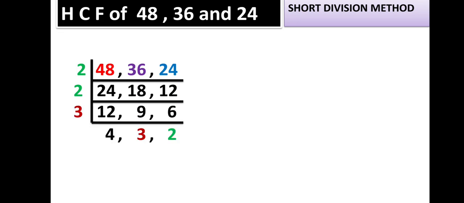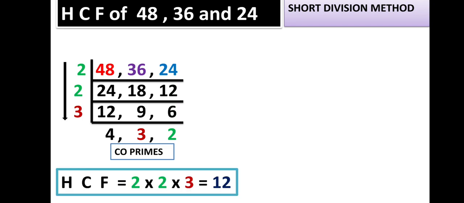Here we now reach a point where all are co-primes. 4 and 3 are co-primes, 3 and 2 are co-primes. So we have to stop here because we cannot have any common factor of 4, 3 and 2. So we stop here and proceed with the common factors. The common factors are 2, 2, 3, that is 2 into 2 into 3, and we get 12.